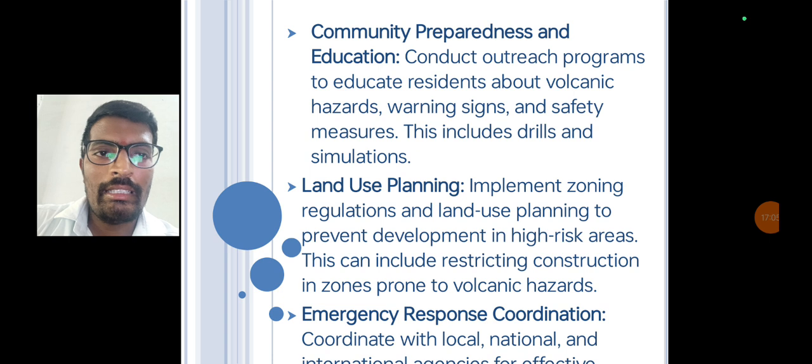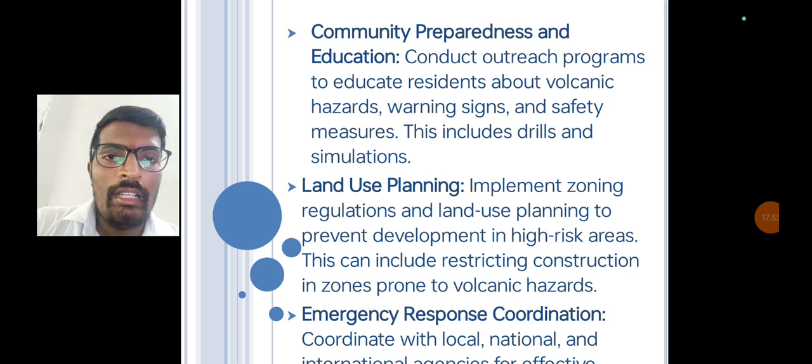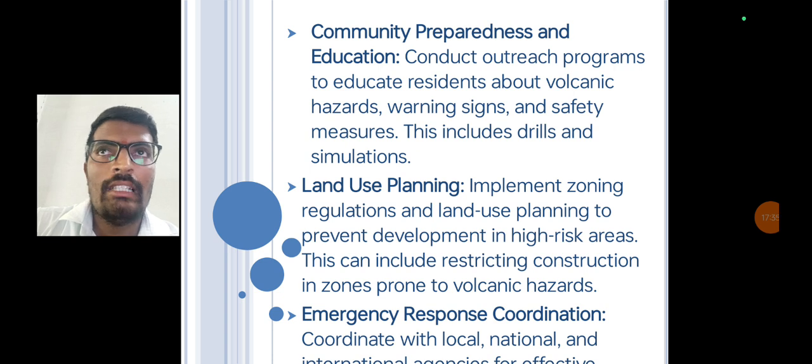Now coming to the next mitigation measure, land use planning. In this planning, there is preventive development in high risk areas, which means that development is restricted in hazard prone areas. Because urbanization and industrialization are restricted, there is less possibility of increased mortality, injuries, and property damage.